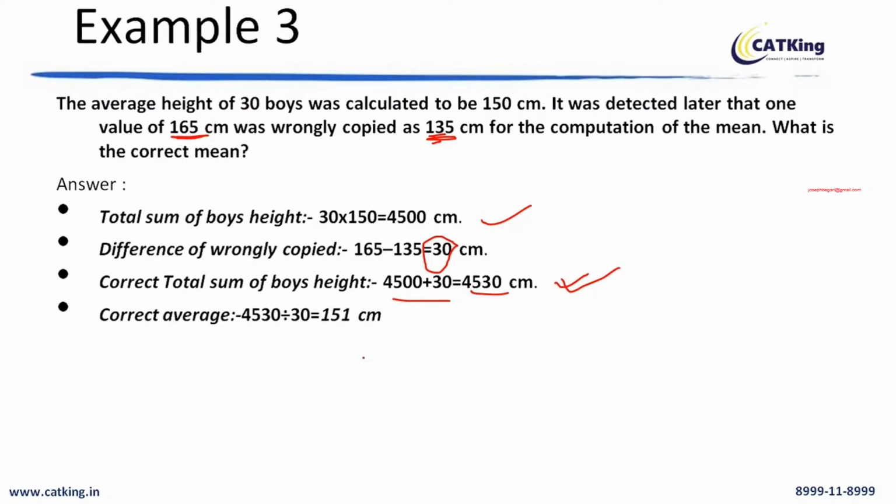Now we simply find the average: 4530 divided by the total number of students, 30, is 151. This is your final value. Simple. So you will solve all such questions like this only. You will find out the new sum and then you will basically divide it by the total number of quantities. That's all, simple. I hope this is clear.